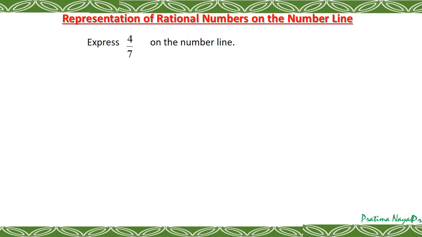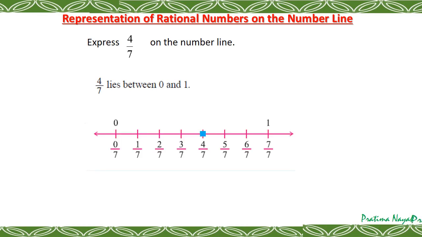Next is express 4/7 on the number line. Again, 4/7 is between 0 and 1, so we'll divide the space between 0 and 1 into 7 divisions. Then we'll count on the right side: 1/7, 2/7, 3/7, 4/7, and so on. 0 is 0/7, 1 is 7/7. So I first divided into 7 parts. 7 parts means we'll put 6 lines in between. 1/7, 2/7, 3/7, 4/7, 5/7.